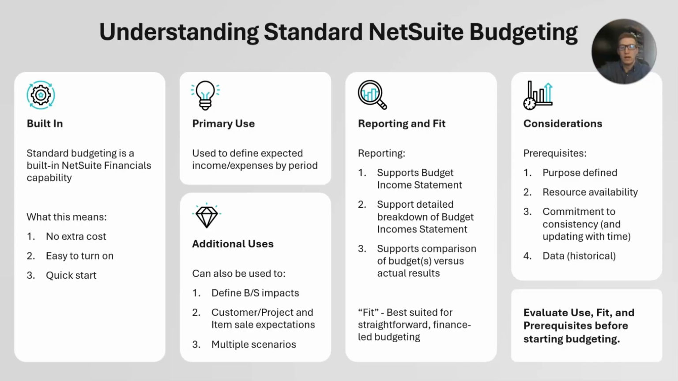The end goal of standard budgeting is basic reporting, including a report that displays an income statement based on your budget data, called a budget income statement, and usually of more interest, a budget versus actuals report, which will show your budget numbers side by side with your actuals as they occur.